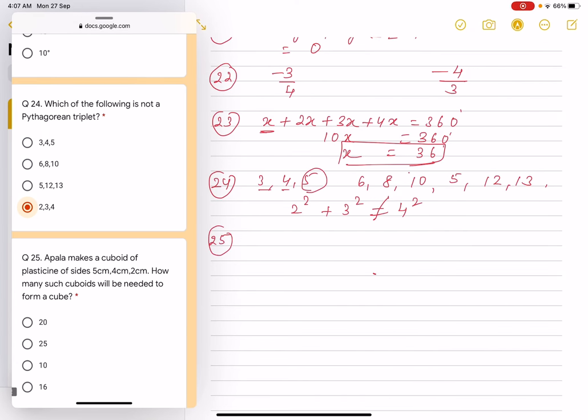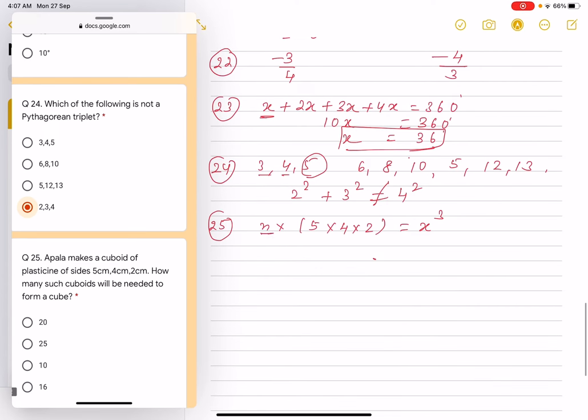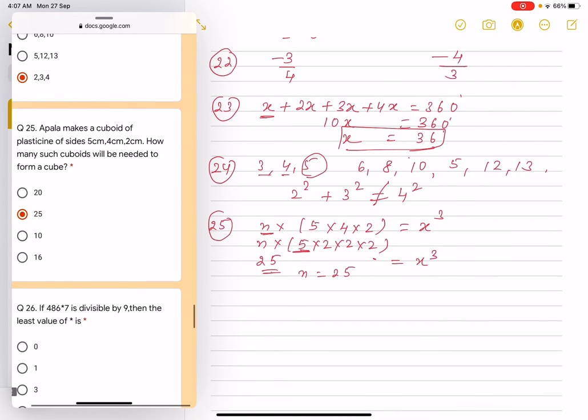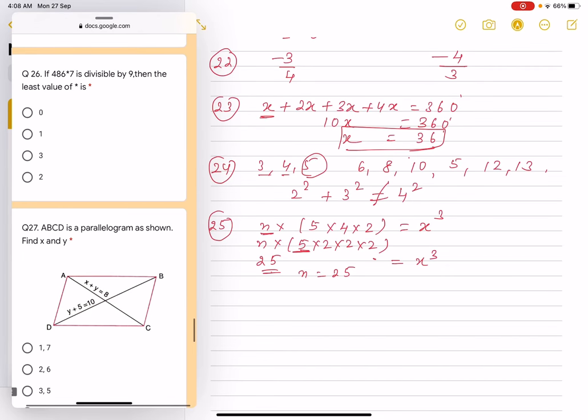So first we are making a cuboid, that is, we have to make it a cube. So this volume will be the same. So n must be like that, what you multiply. So that means if I multiply this by 5 into 2 into 2 into 2, so if I multiply with 25, then it will be a perfect cube. So n will be 25. How many cuboids we need? 25.